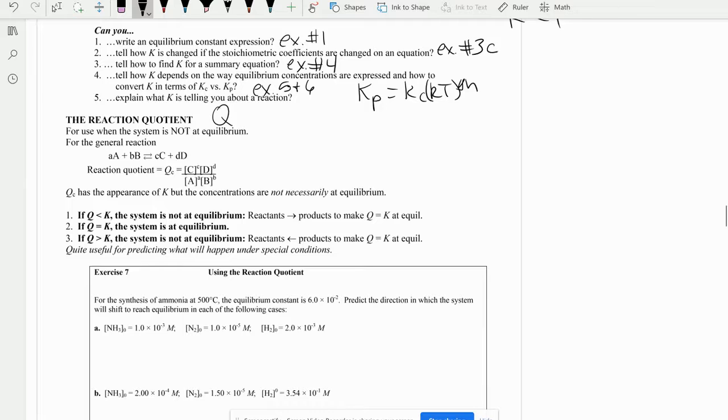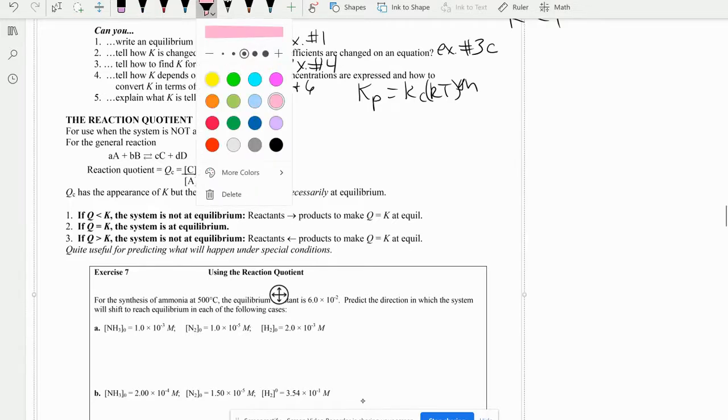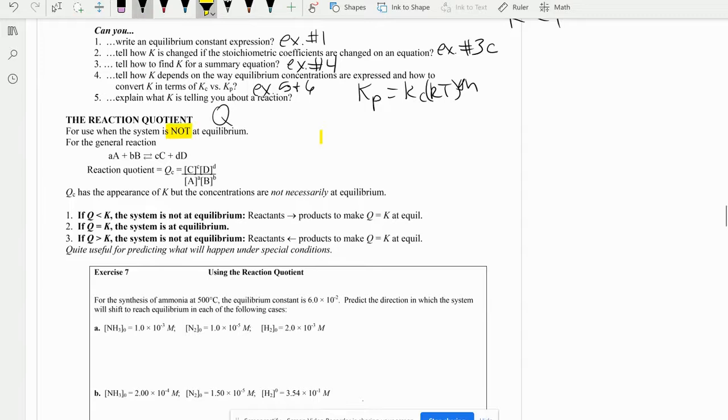If the problem that we're doing or the science that we're doing indicates that the chemical reaction is not at equilibrium, then you're going to need to calculate Q, the reaction quotient. Here's the good news, you guys. The good news is that Q is calculated just like K.